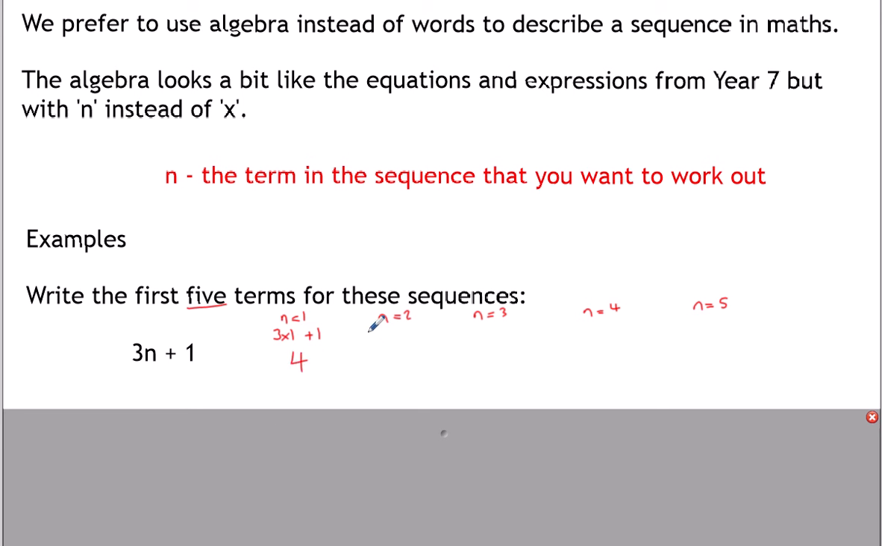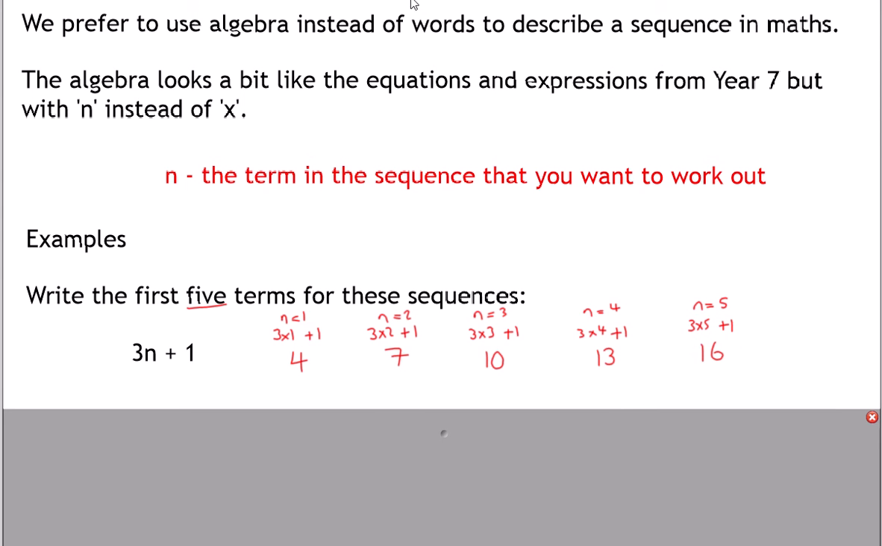When n is 2, I do 3 times 2, which is 6, add on 1 makes 7. Then I do 3 times 3, which is 9, add on 1 makes 10. I do 3 times 4, which is 12, add on 1 makes 13. And then I do 3 times 5, which is 15, add on 1 makes 16.